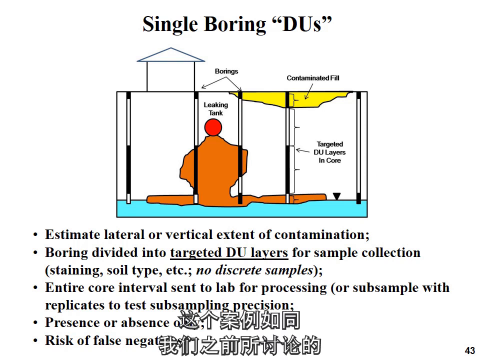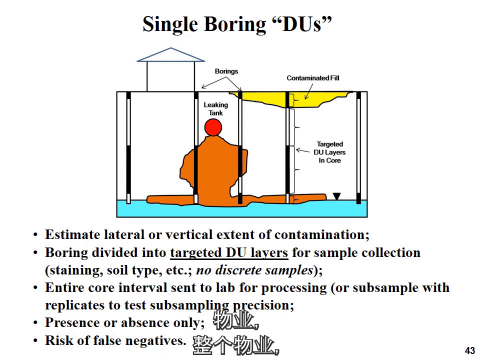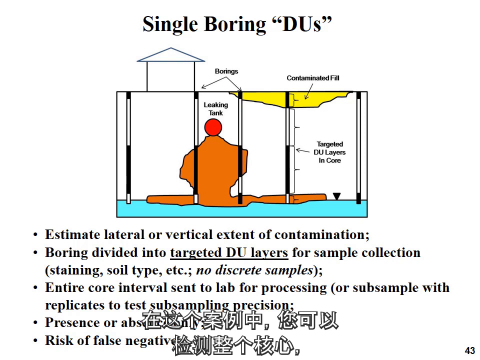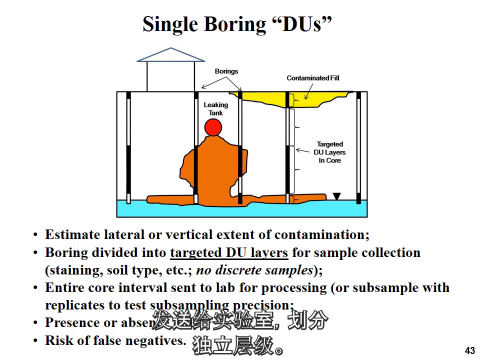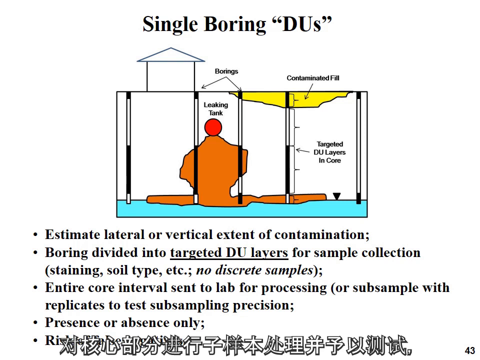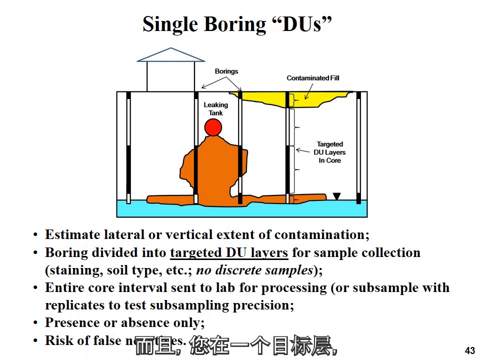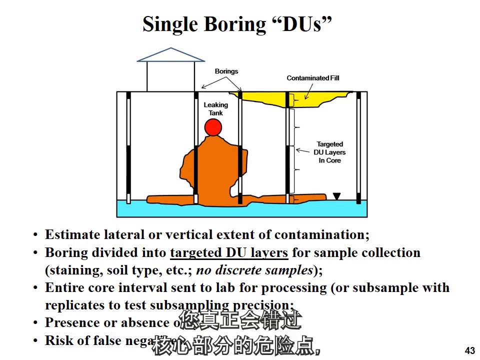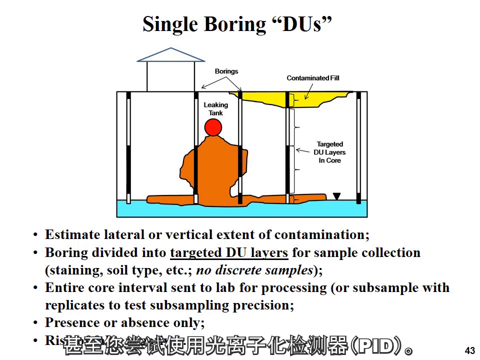But in this case too, like we were discussing before, properties where you test the entire property. In this case, you're testing the entire core, sending that to the lab, splitting up the individual layers. So we've done studies in the field on subsampling the cores and testing them, and the more plugs you collect from a core and test within a targeted layer, the higher your concentration gets. So with discrete samples, you're really missing the hot spots in cores, even if you're trying to use a PID.